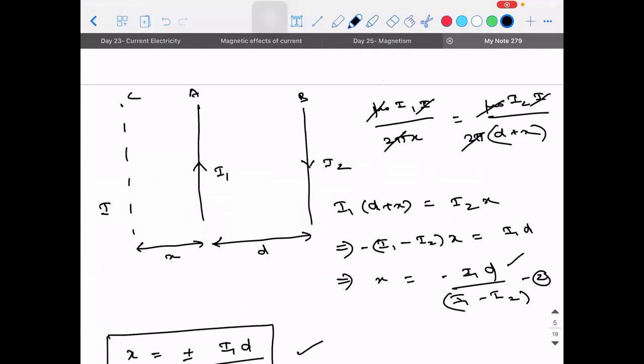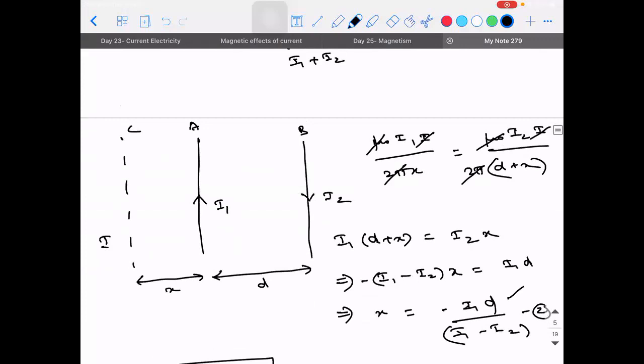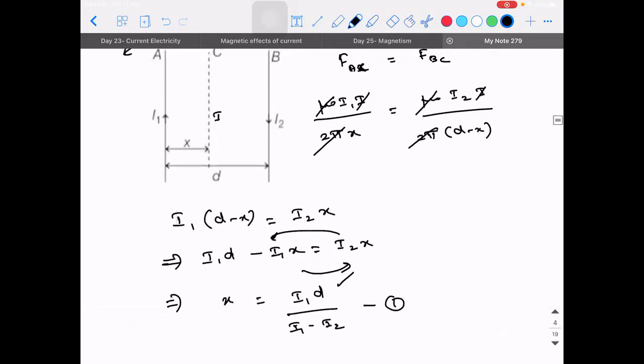So like the first answer we got was I1D by I1 plus I2, right? Okay. Oh, here it should be I1D. Did I make any mistake? Yes, this I1 minus I2. Because I2 comes this side, I1 goes this side. No, it is plus only, correct? Yes, sir. It's plus only.